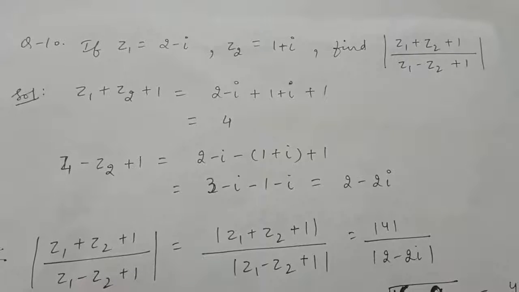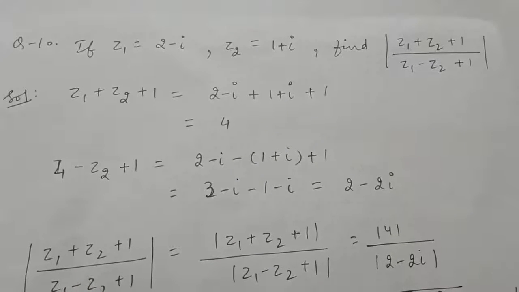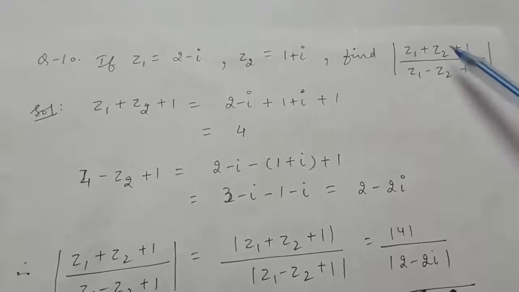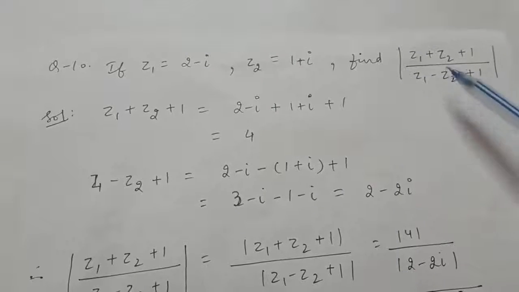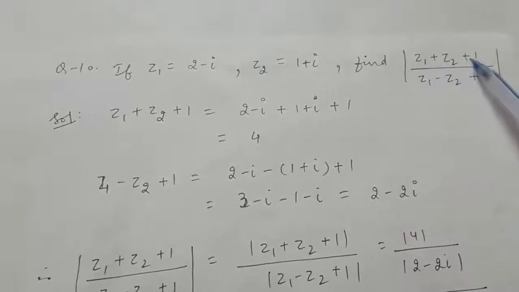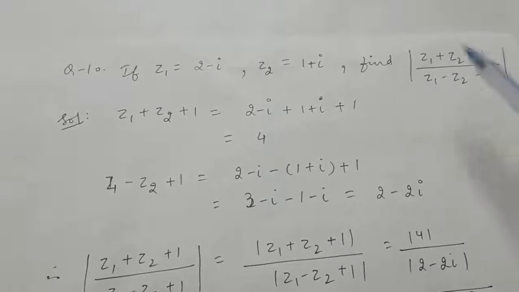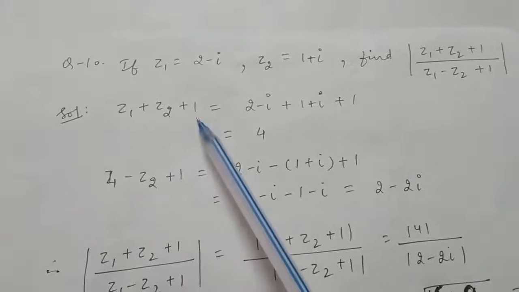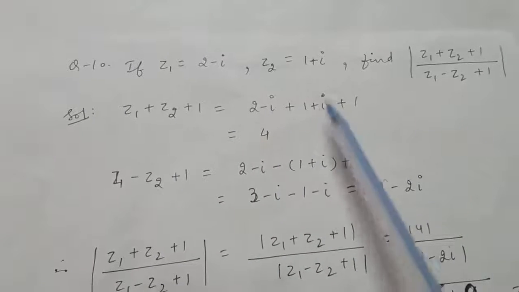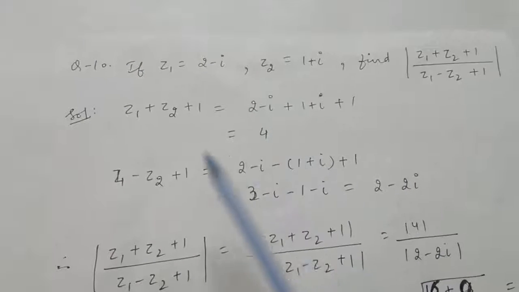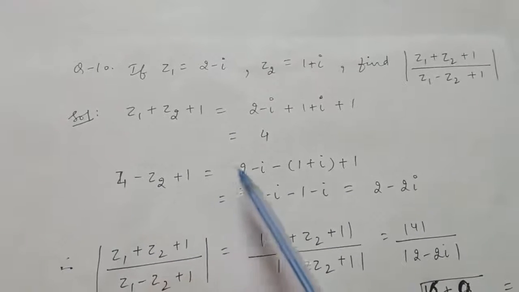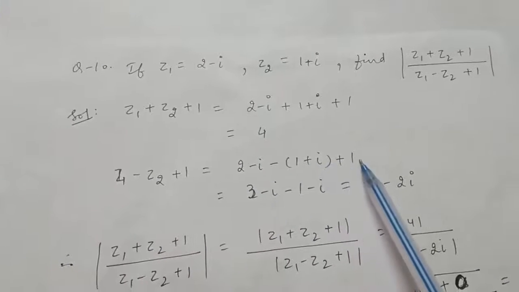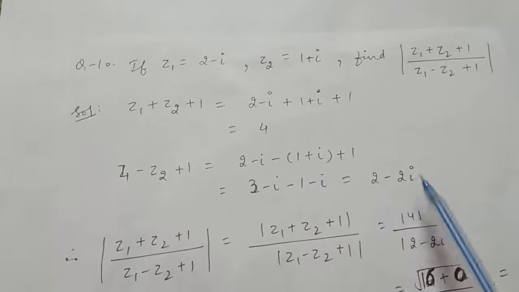See, in question number 10, z1 and z2 are given to you. You have to find the modulus of this term, right? So the modulus of this term will be equal to modulus of numerator upon modulus of denominator. So first of all, we will find the values of z1 plus z2 plus 1 and z1 minus z2 plus 1. So z1 plus z2 plus 1 is equal to z1 is this, z2 is this, plus 1. So you will get 4. And z1 minus z2 plus 1 is 2 minus iota minus z2, which is 1 plus iota, plus 1. So you will get 2 minus 2 iota.